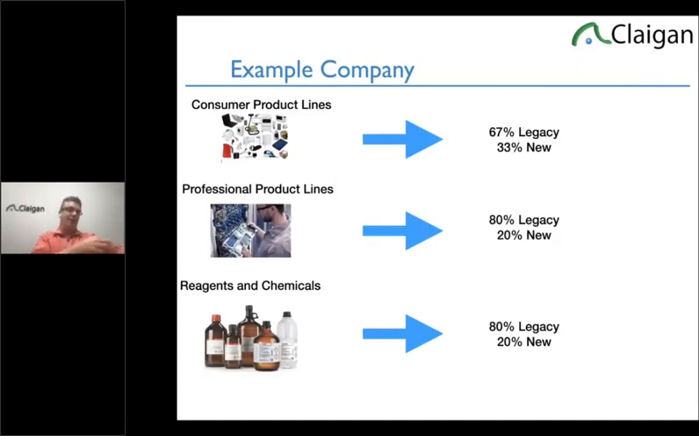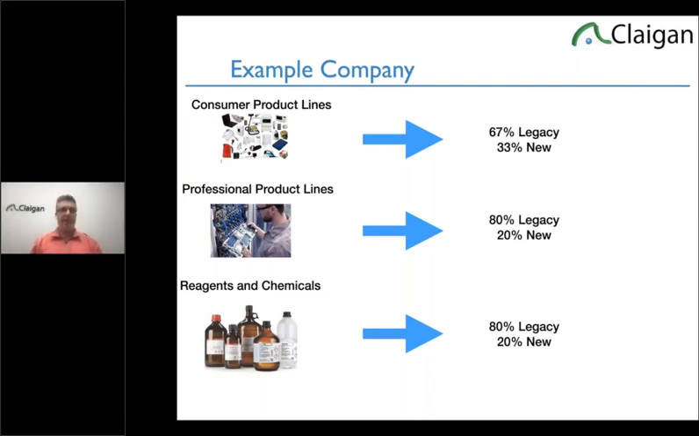So imagine I take an example company. It's really what you signed up for. So how do you do this? Well, imagine, okay, most companies don't have this complete mix, but let's go there. They have consumer product lines, they have professional product lines, and they also sell some reagents and chemicals, whether they're cleaning solutions or lab chemicals or something that goes with their equipment.